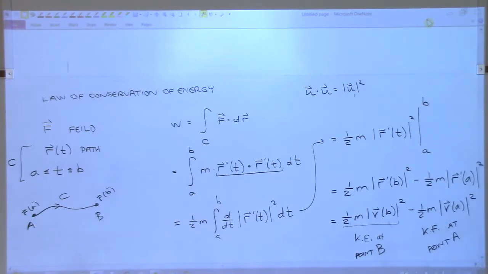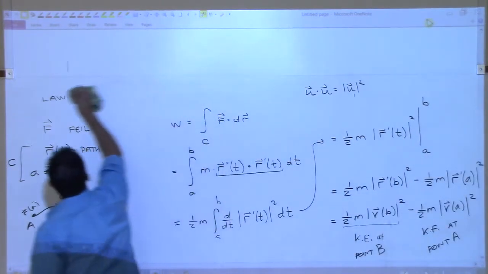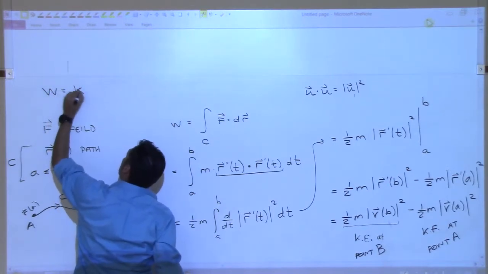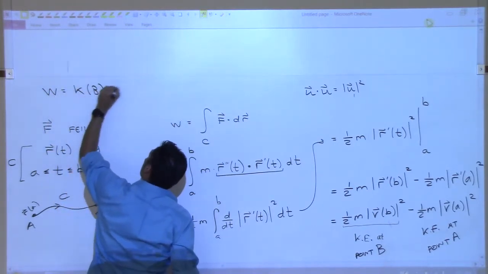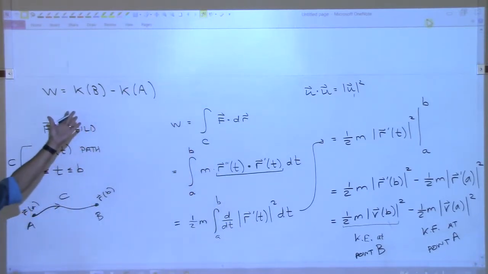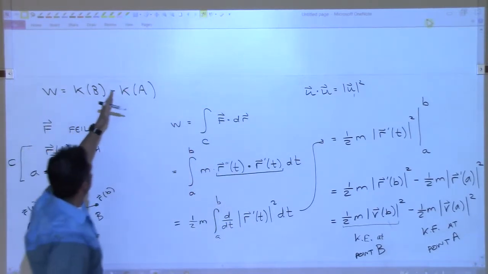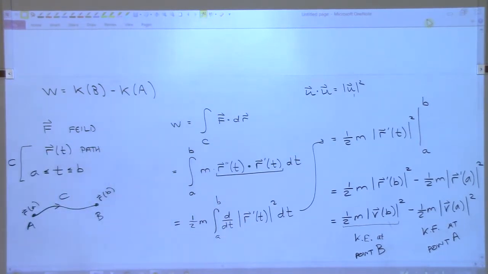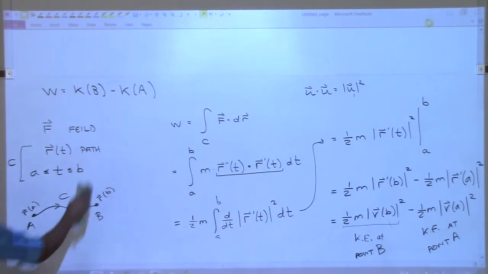So I guess we could write it, let's put it down like this. We'll just summarize it here. Work is equal to the kinetic energy at B minus the kinetic energy at A. Does that make sense to write it that way? Kinetic energy at B minus kinetic energy at A. That is what the work is. All right? Now, moving on.